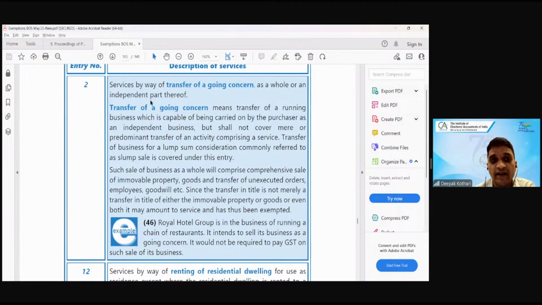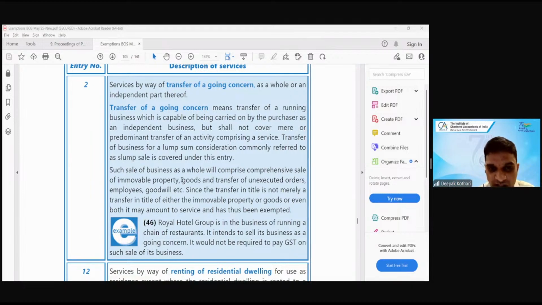But this exemption, entry number 2 of the exemption notification, says service by way of transfer of a going concern, where the business as a whole is getting transferred, or an independent part. Either the whole business gets transferred completely or a part of it; even a part of a business being transferred is treated as exempt. Such sale of business as a whole will comprise comprehensive sale of immovable property, goods, and transfer of unexecuted orders, employees, goodwill, etc. Under accounting, what is the meaning of going concern? The business is going on and that whole business is getting transferred.